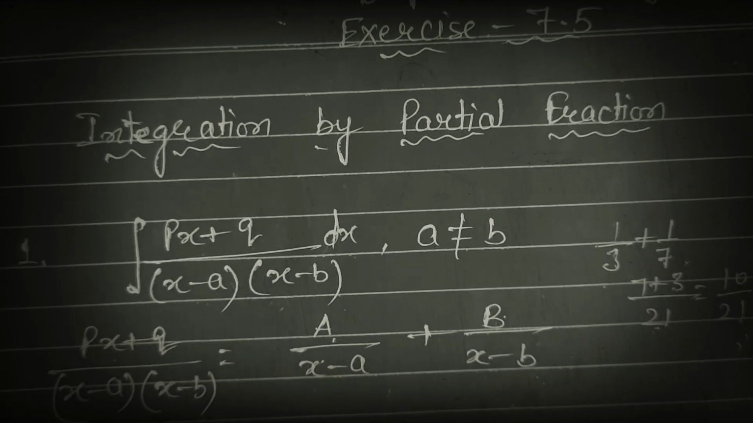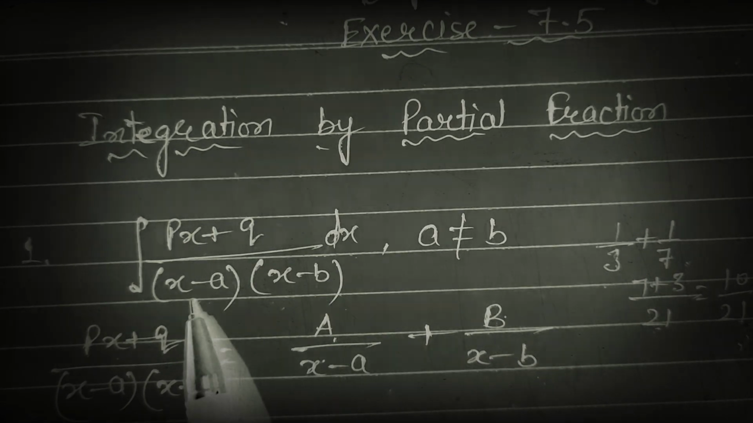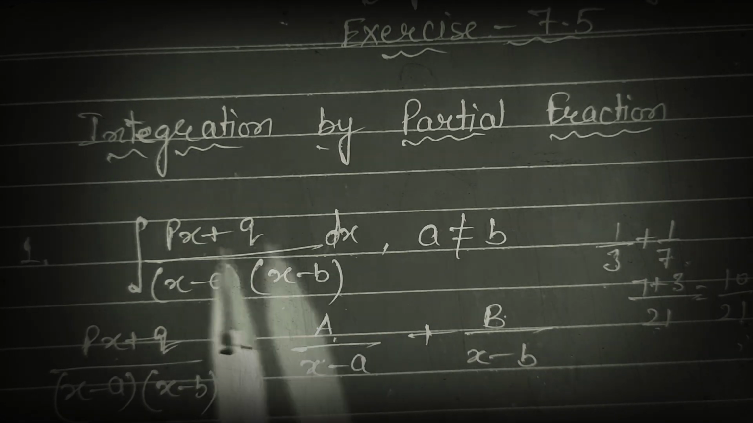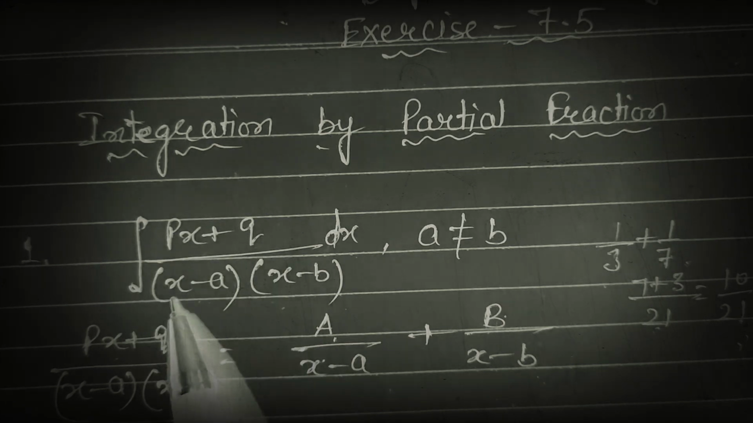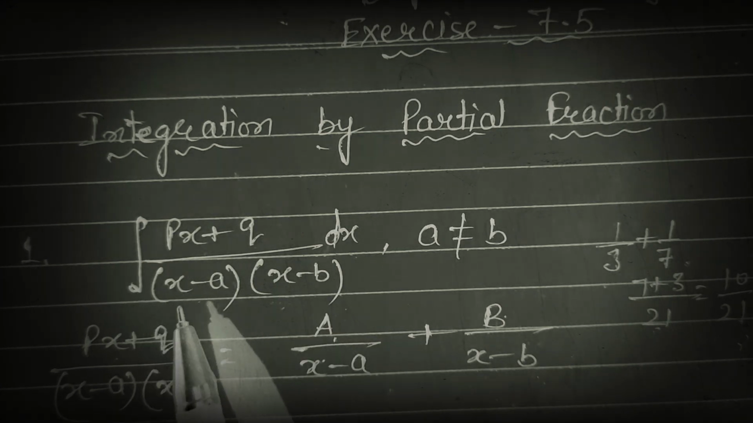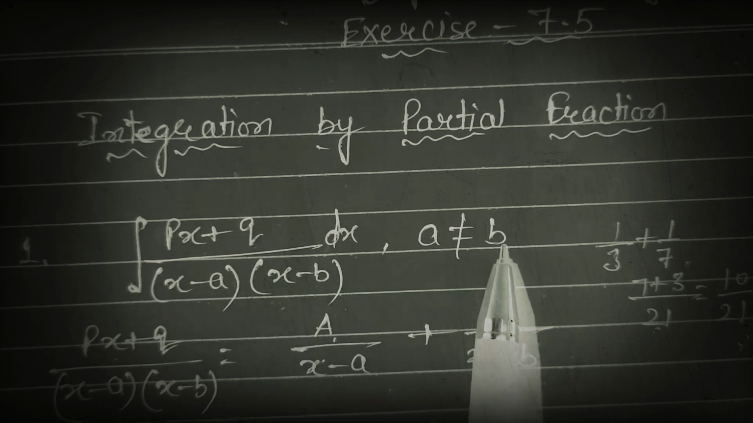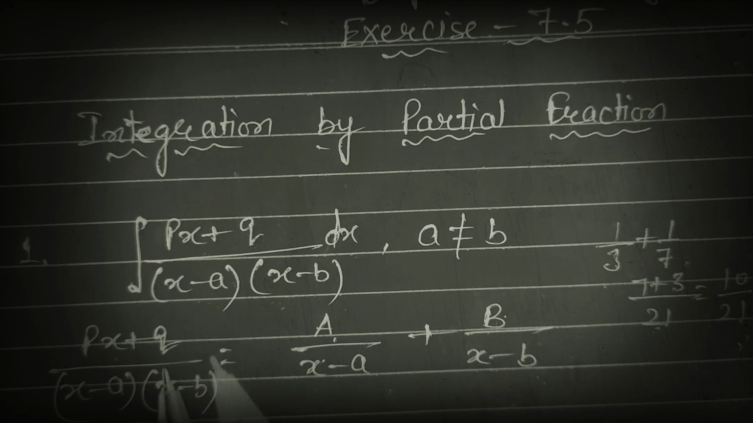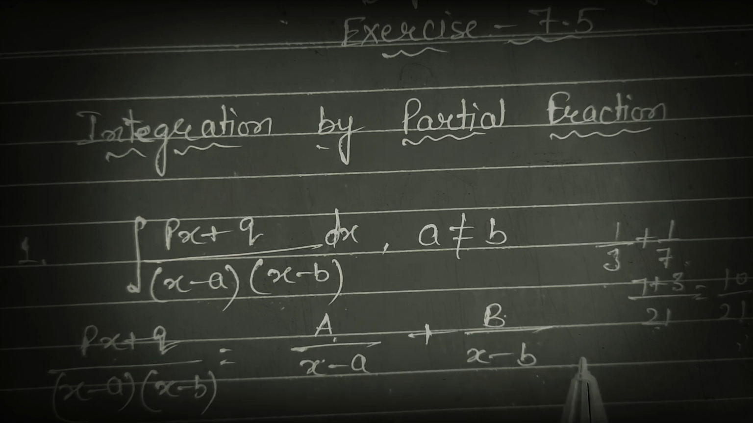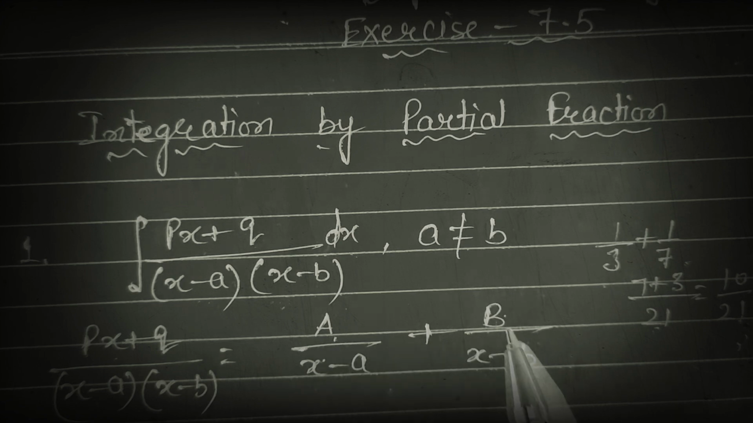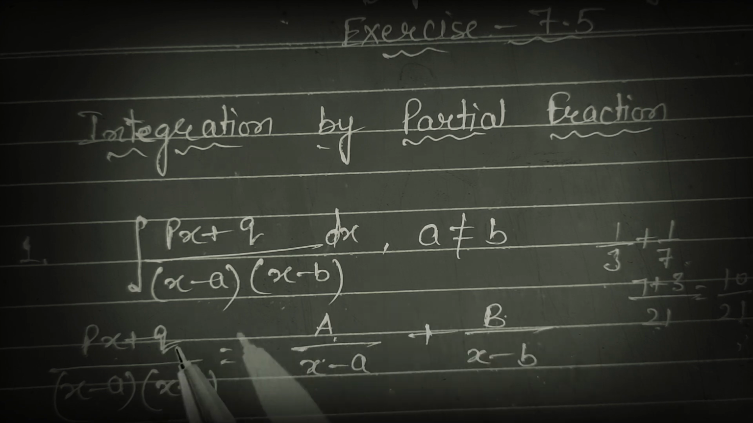Suppose the first type is px plus q upon x minus a into x minus b. The numerator is in linear form and the denominator is in quadratic form, whose factors are given, where a is not equal to b. We can write this as A upon x minus a plus B upon x minus b. Here we will find A and B by making these equal.